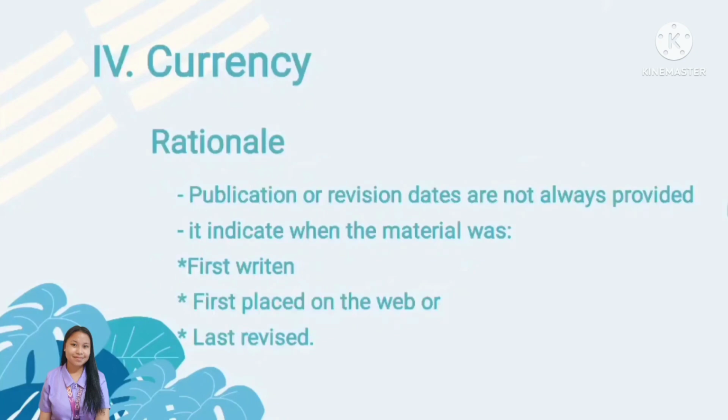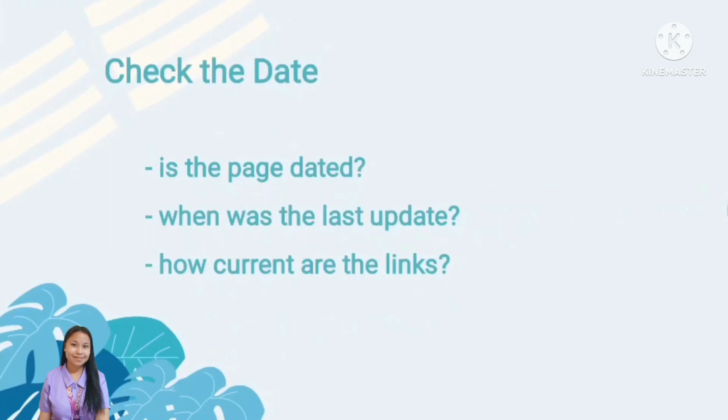So the next one is the currency. So rationale, publication or revision dates are not always provided, and if a date is provided, it may indicate when the material was first written, first placed on the web, or last revised. So upon checking the date, we should know if the page is dated. If so, when was the last update, and how current are the links, or have some expired or moved.